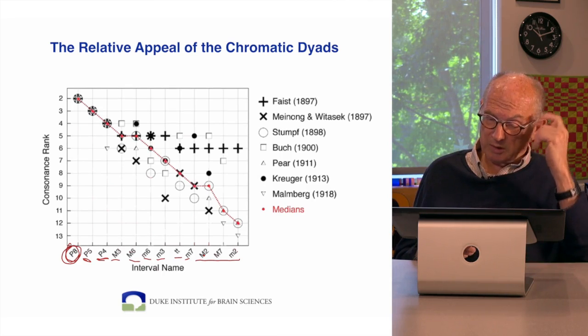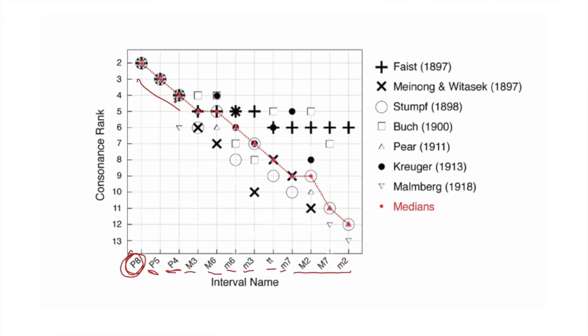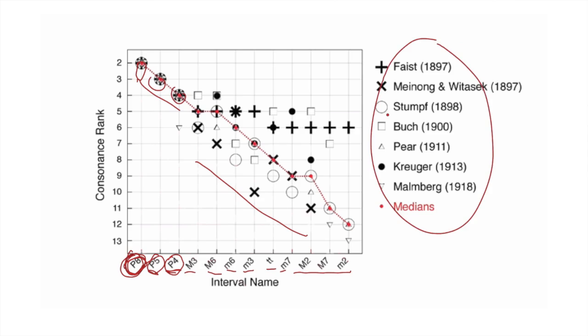So the point of this is that the intervals that are most consonant in all of these studies are quite definite. The octave, the perfect fifth, and the perfect fourth, those intervals are appreciated as the most consonant, the second most consonant, the third most consonant. After that, things get a little bit murky, and you can see that in these various studies there is a good deal of variation in the consonance ranking that subjects express.